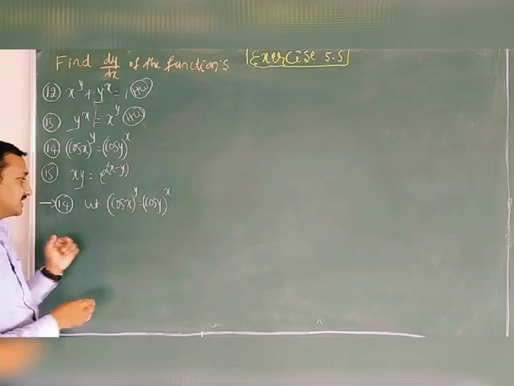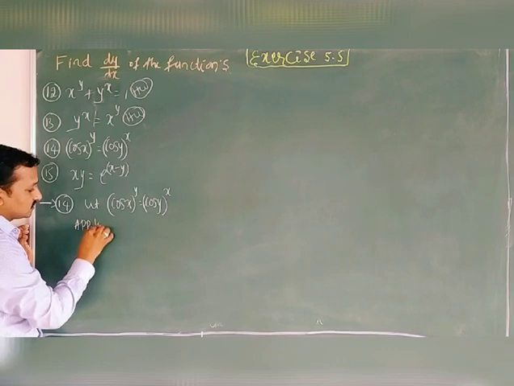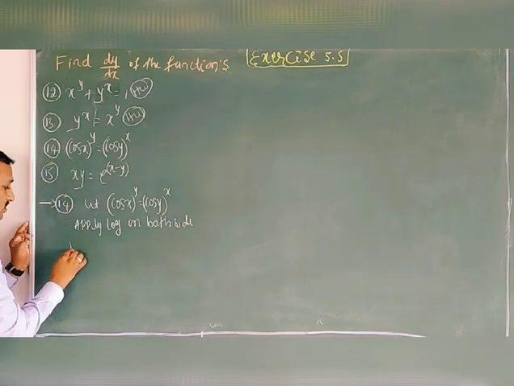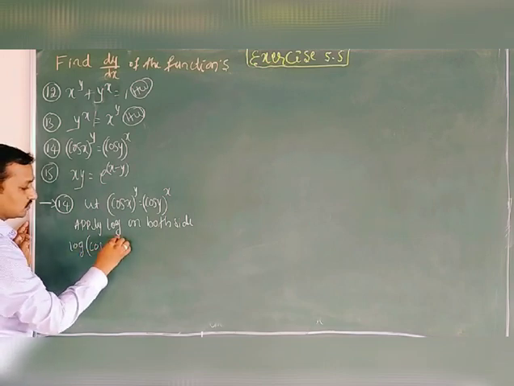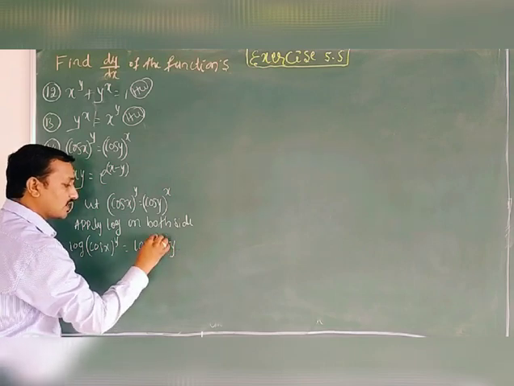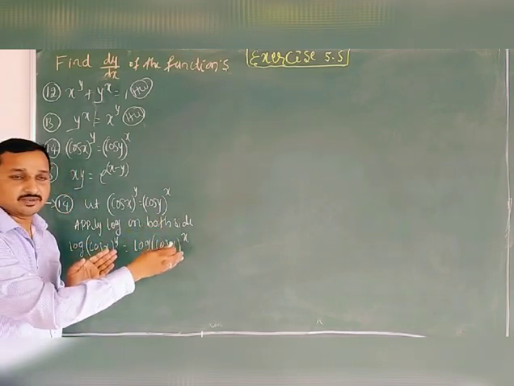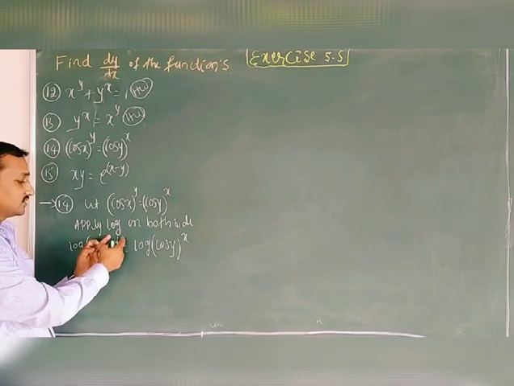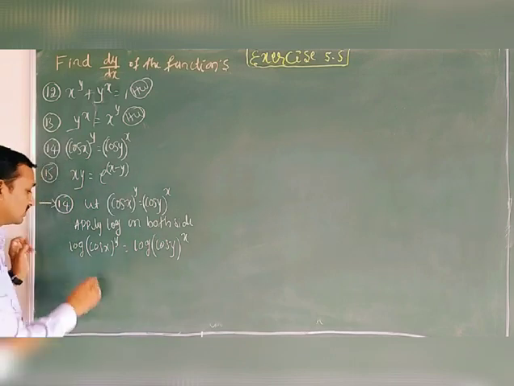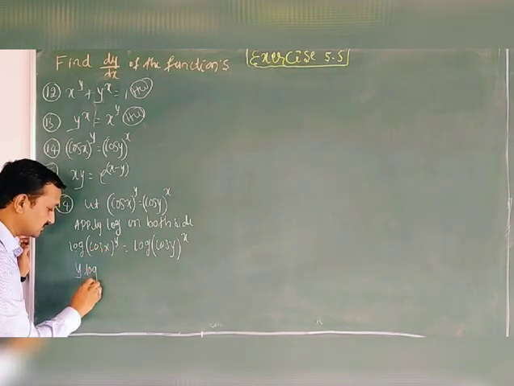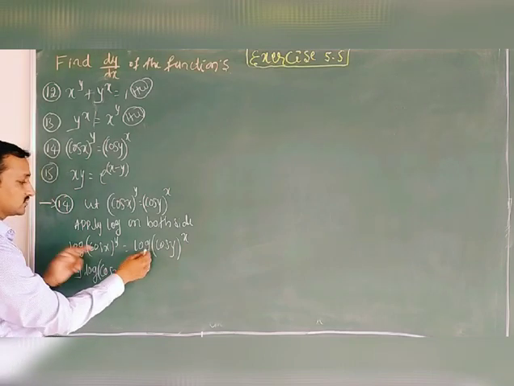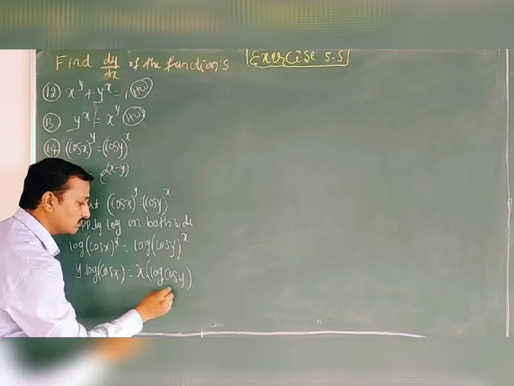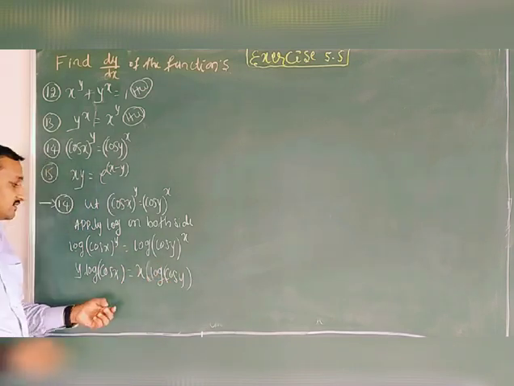This is one different question here. Apply log on both sides. We get log of cos x raised to y is equal to log of cos y raised to x. By the rule log of m raised to n is n log m, we can simplify this. So we get y into log of cos x is equal to x into log of cos y. Very simple.